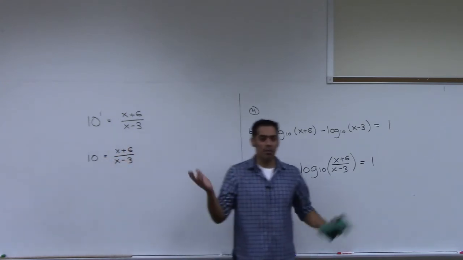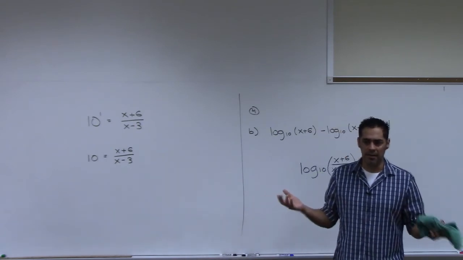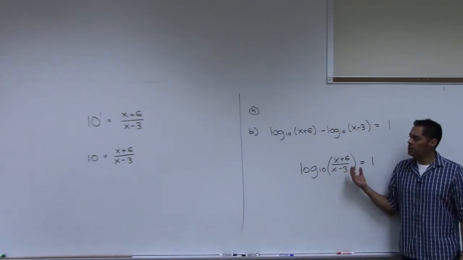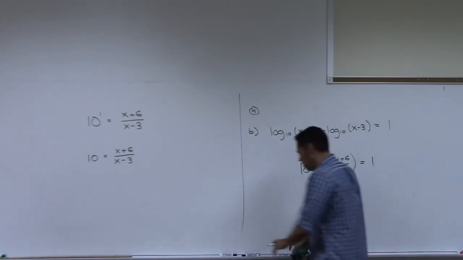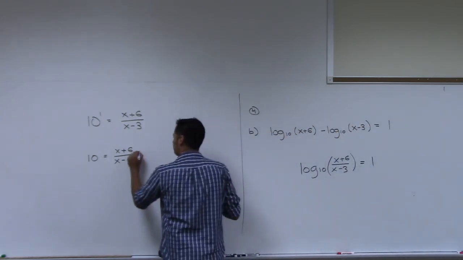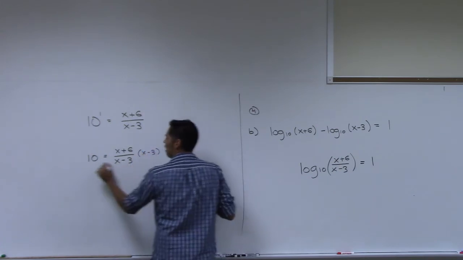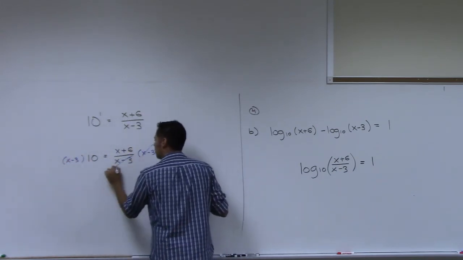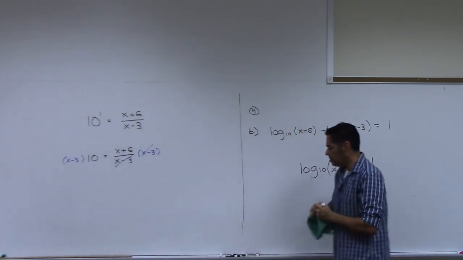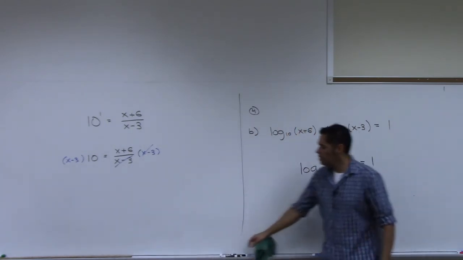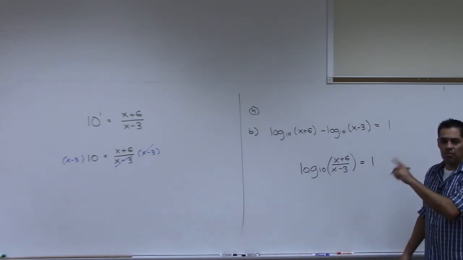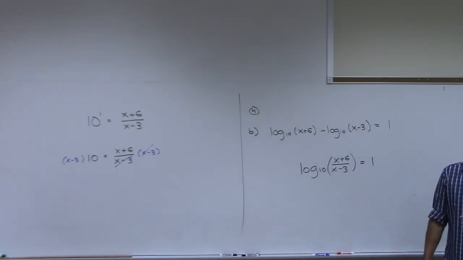Now you can multiply both sides by x minus 3. You can do that because there's no logarithm in the way anymore. So I'm going to multiply both sides by x minus 3. And why am I doing that? It cancels the denominator on the right-hand side. Cancels out the x minus 3. What I'm doing here is clearing the fractions. And on the left side, when I multiply x minus 3 times 10, I must distribute that 10 to both the x and the negative 3.